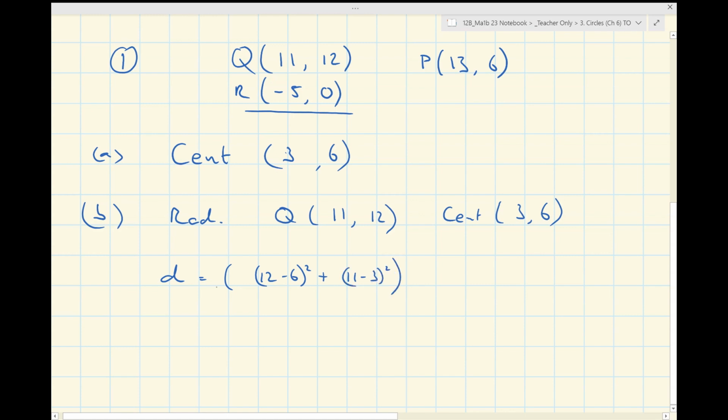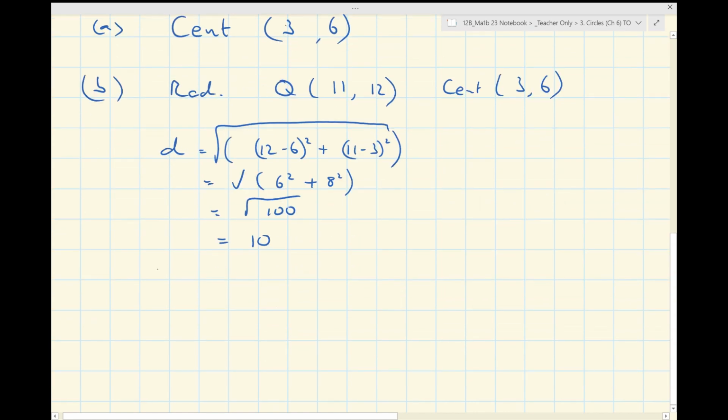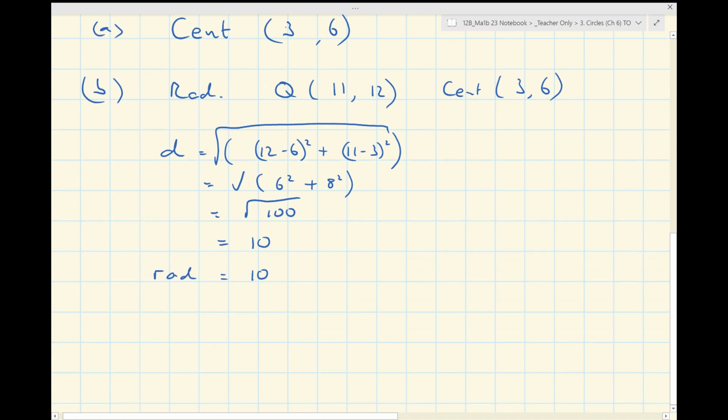There we go, it's going to be the square root of that, which is the square root of 6 squared plus 8 squared. I've got a 6, 8, 10 triangle, haven't I? Which is the square root of 100. So the distance between the points is 10, and so the radius of my circle is 10. Okay.